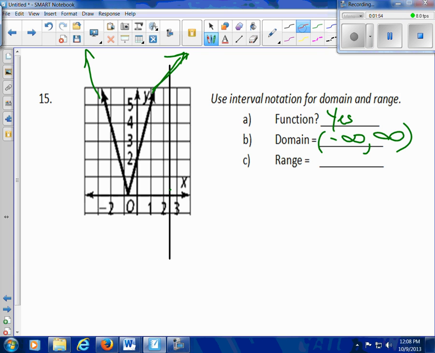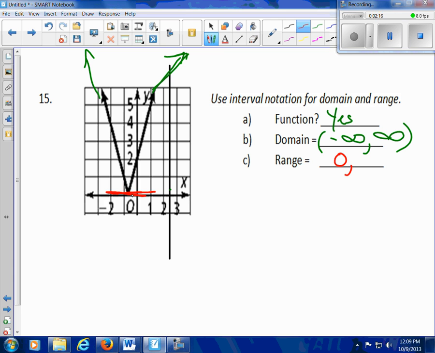Now my range is going to be the lowest possible value to the highest possible value for my y values. So if I look at my graph, where is the lowest it can possibly go? Well, it's stopping right here where y equals 0 on the line. So I know that my lowest value is 0.